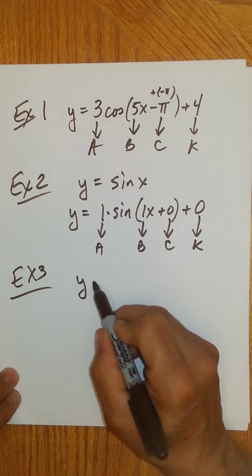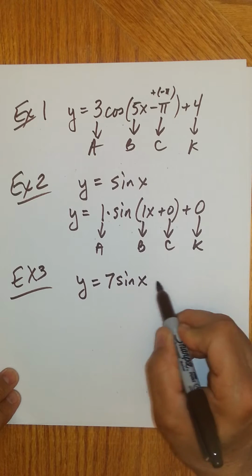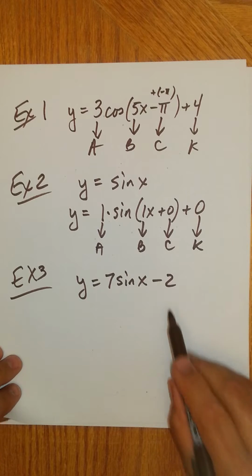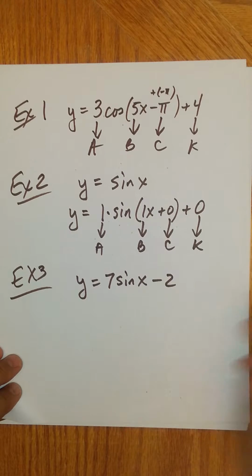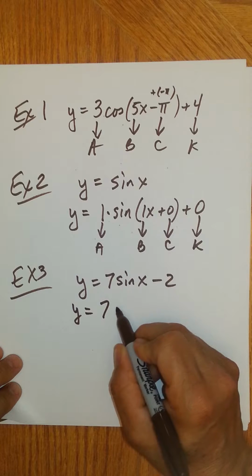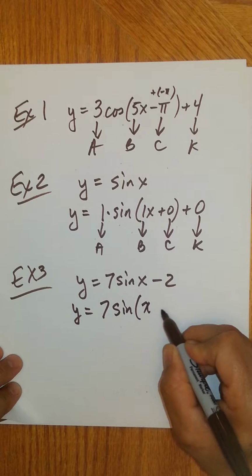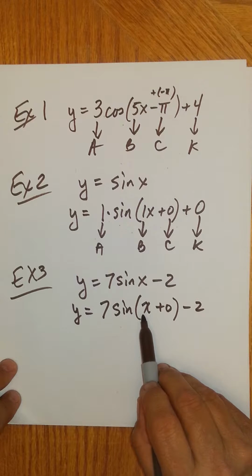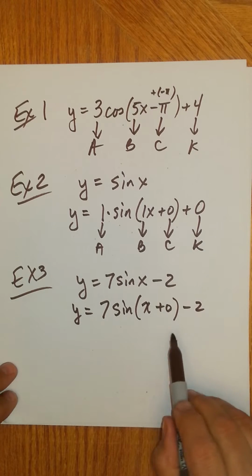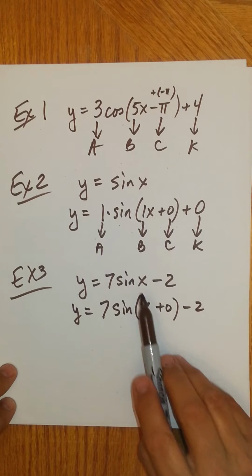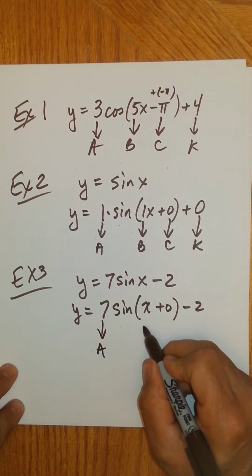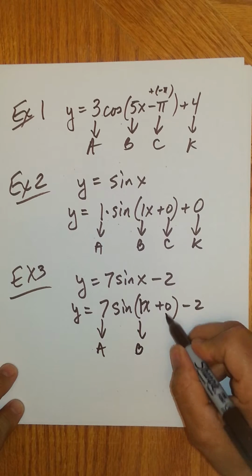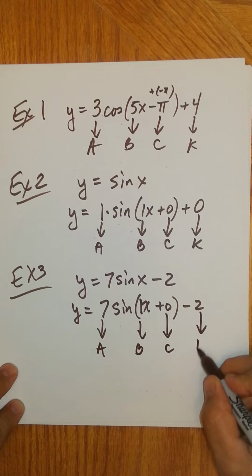Suppose you had y equals 7 sine x minus 2. Again, if we're going to write it in this standardized format, does this 2 go with the x or not? Technically we should write this as 7 sine of x plus 0 minus 2. If I had wanted the negative 2 to be in the argument with sine, I should have used parentheses. But since there were none, I know that this is not part of the argument. So this is a. B is 1, C is 0, K is negative 2.